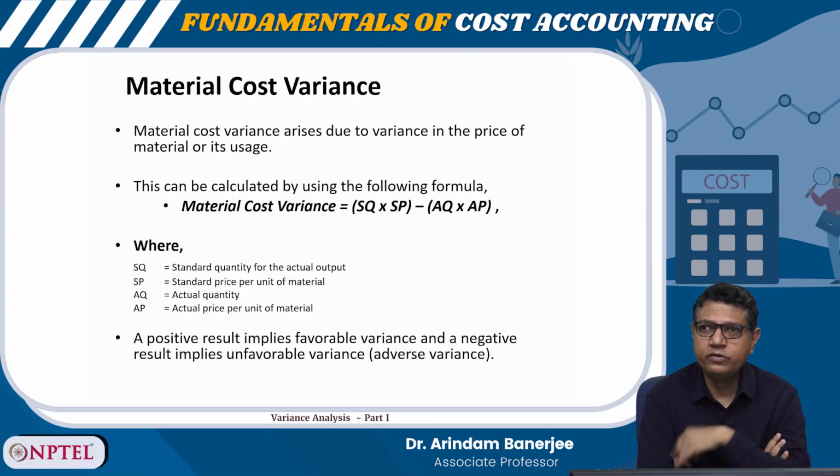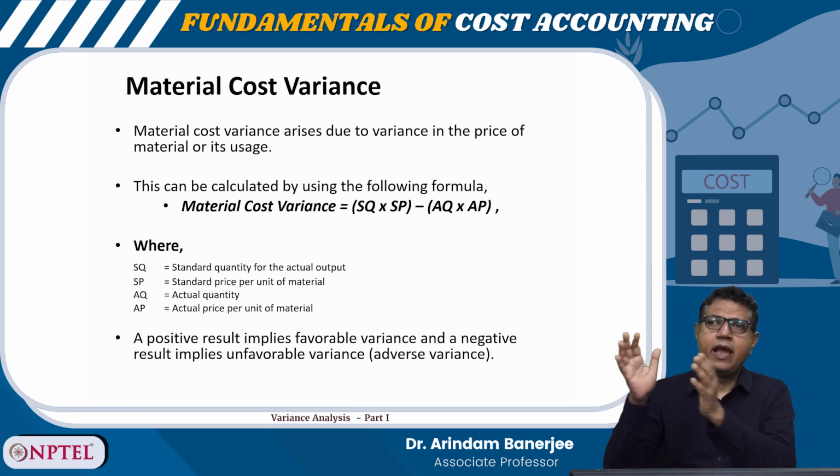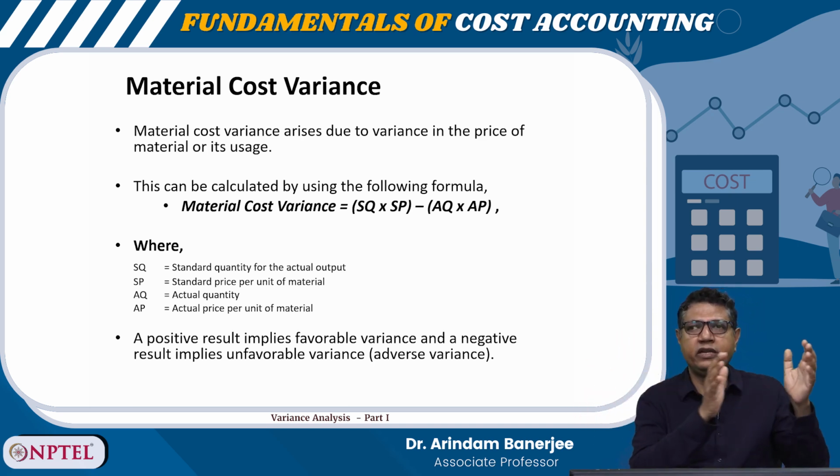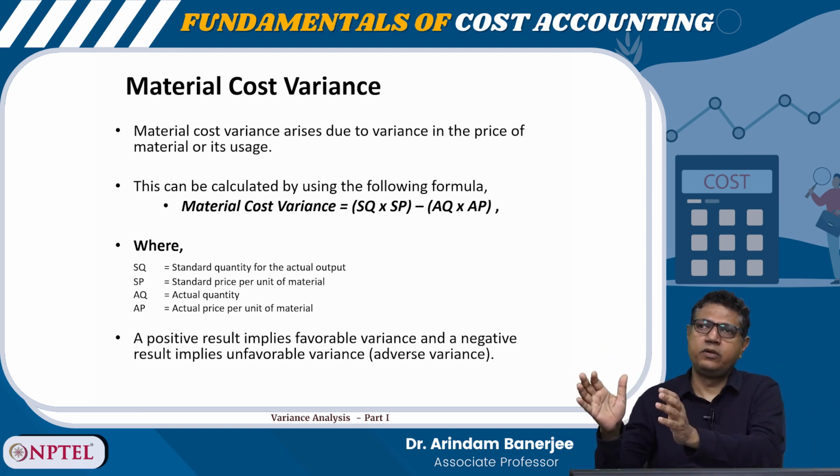So, now I hope you have the basic understanding of variance analysis and standard cost, right. Now we are getting into the calculation part, the calculation of the first element, that is the material cost. So, material cost variance is the difference between the standard material cost and the actual material cost. I will calculate the standard material cost and the actual material cost.